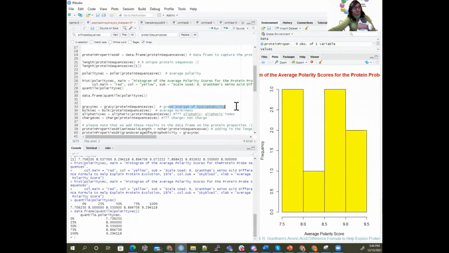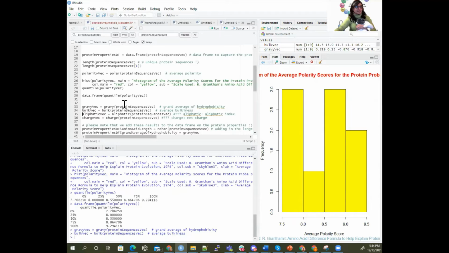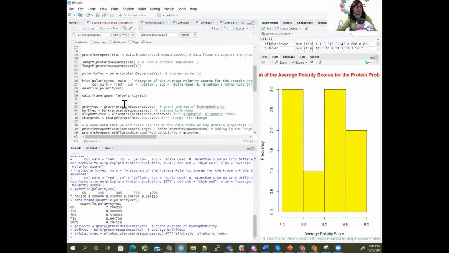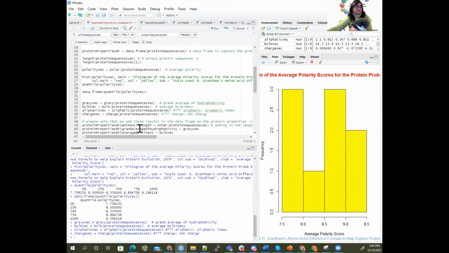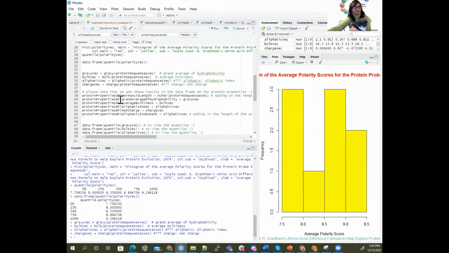Oh, he's hungry. No, the gravy is instead the grand average of hydrophobicity, like being scared of water. So I can run gravy for that too. I can run bulk, average bulkiness, aliphatic index, and charge. And then I can add this to this data frame. From this data frame, I've been trying to capture the protein properties.